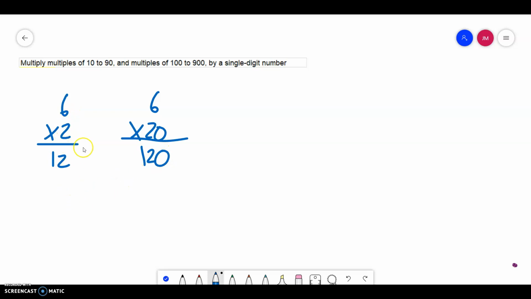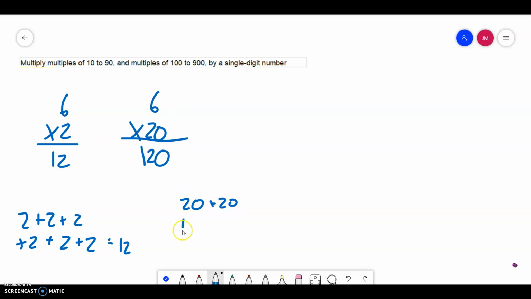Well, the same reason we know that if we have two sixes or 6 twos, we could add 2 plus 2 plus 2 plus 2 plus 2, and that would equal 12. What if we had 6 20s? 20 plus 20 plus 20 plus 20 plus 20. If you take the time to actually add this up, you're going to see that it equals 120. And if you continue this pattern, it always works. You can always just do the multiplication problem, ignoring the zeros, and then putting the zero inside of your answer.